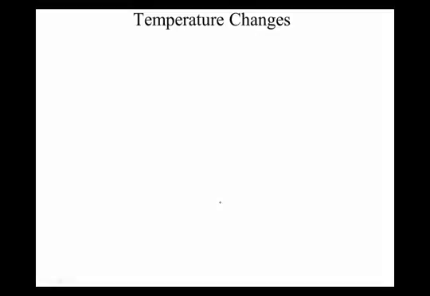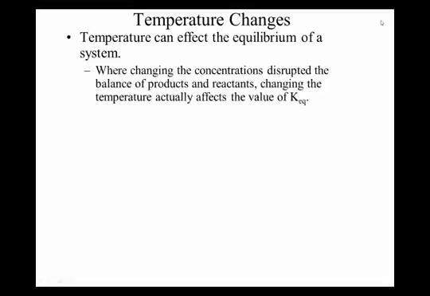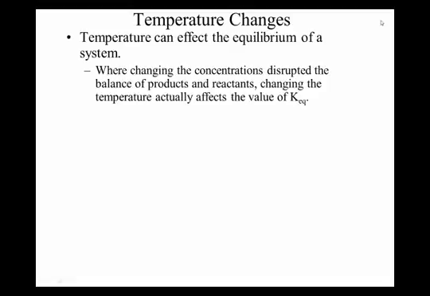Temperature. Temperature is tricky, but you can think about it in similar terms as the concentration changes. Temperature affects the equilibrium of the system. One thing to know is that changing the concentrations disrupted where the system was by knocking it off of Q or off of K. Changing the temperature actually changes K. It actually affects the value of K, so it makes K bigger or smaller.